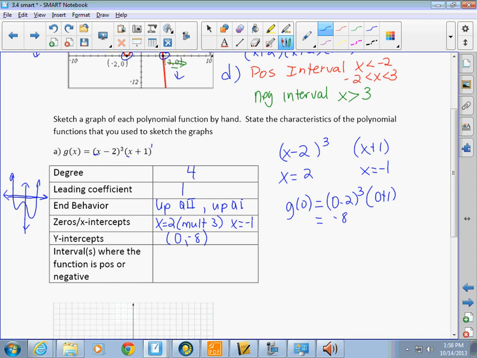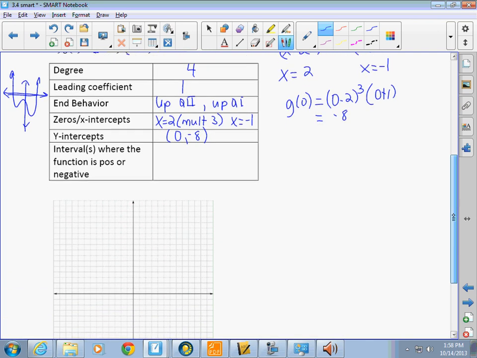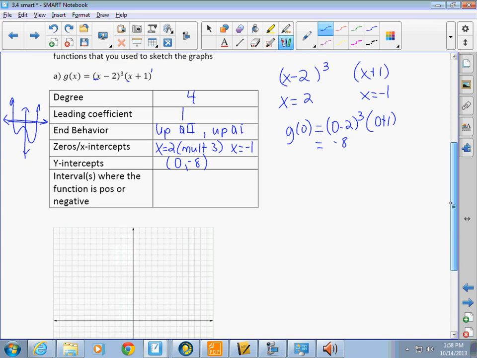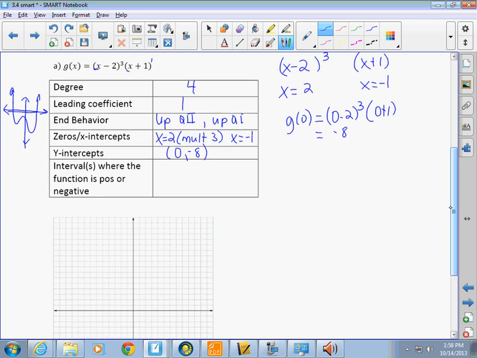Intervals where the function is positive or negative. This is easier to do once you have graphed this. So to graph this, I take a look at the function that I have. So I have x minus 2 cubed. So I know at x is equal to 2 is where it's going to either touch or cross or do both, depending on the multiplicity.